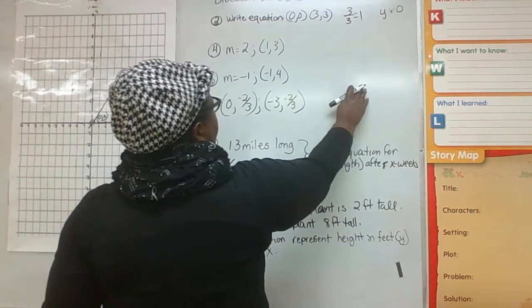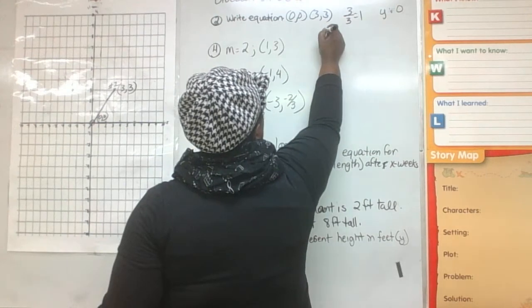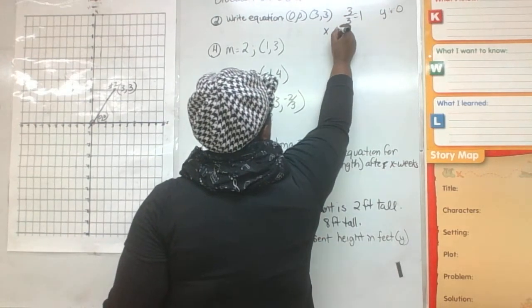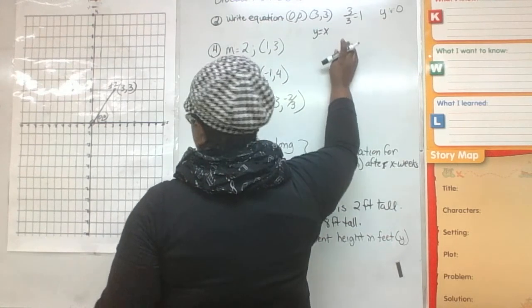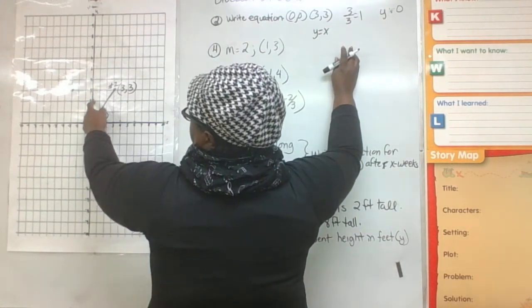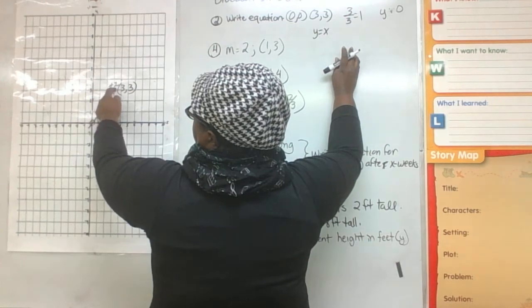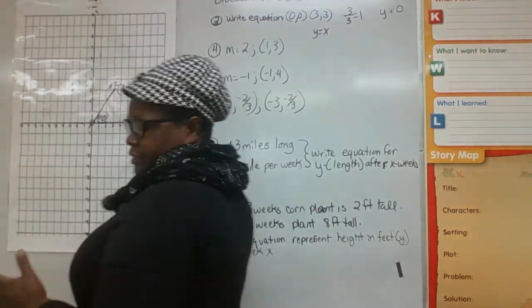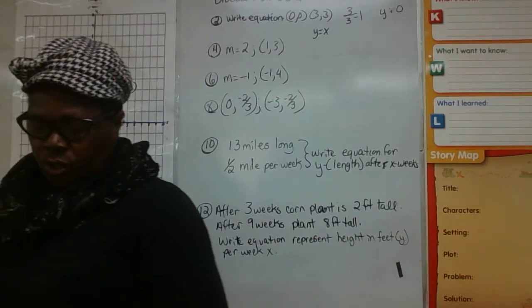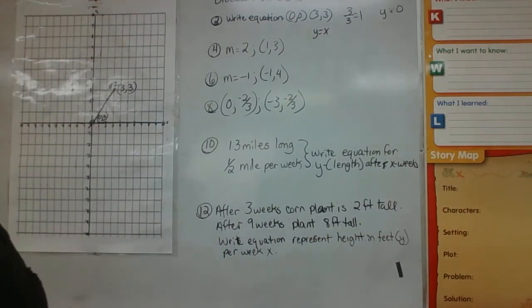So then when we write our equation, we have x, y is equal to x in essence. So we go 1, 2, 3, 1, 2, 3, 3 over 3. And then our y-intercept is 0. So on number 2, y is equal to x. That is our slope of the line. All right, let's look at number 4.